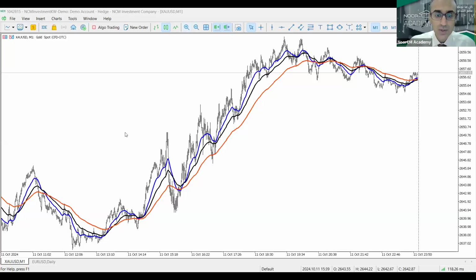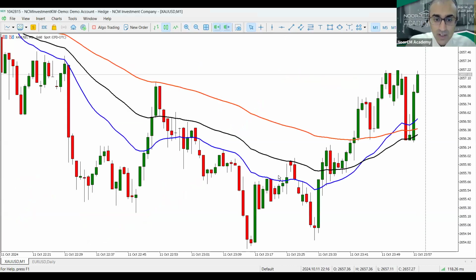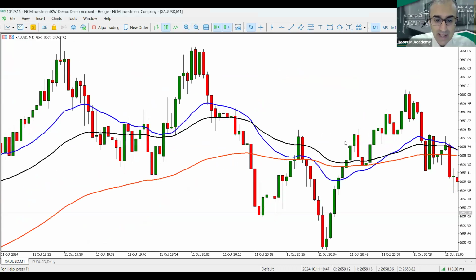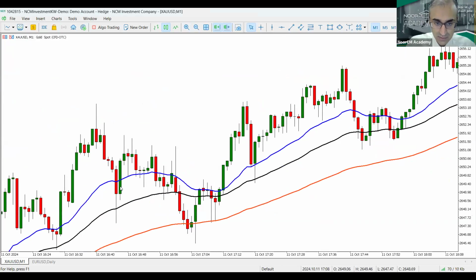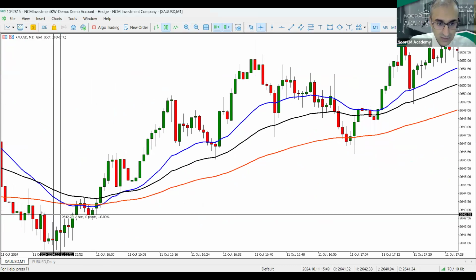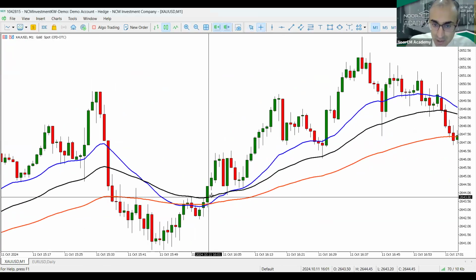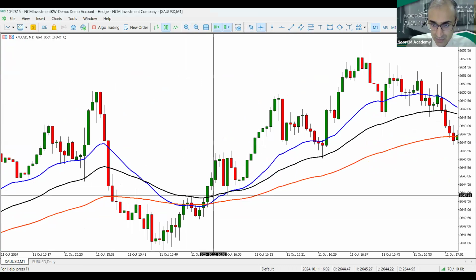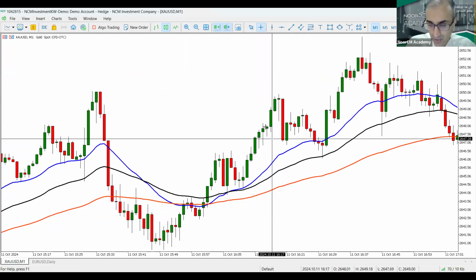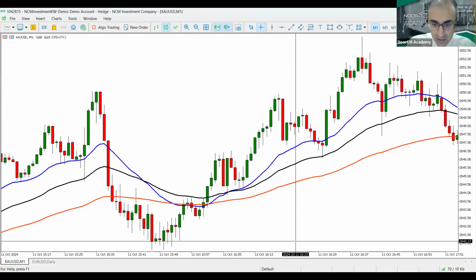Let me zoom out. This method can be used on a 5-minute chart and 1-minute chart as well. Let's go for a buy example here. Let's assume this is a proper crossover. Okay. Let me grab the drawing tool.